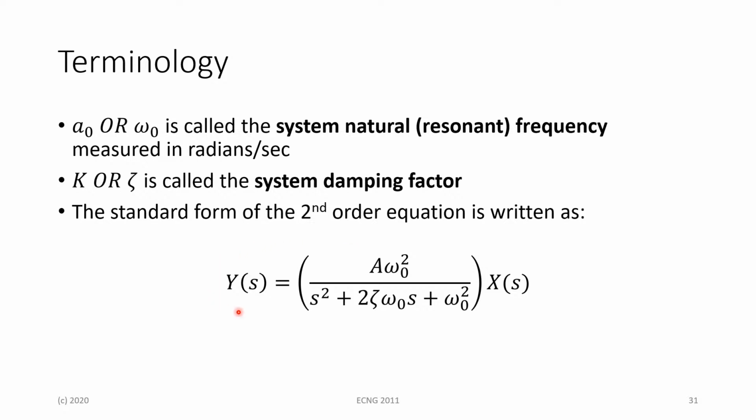And in most textbooks, you will see the second order system equation being represented by this form here. So remember, omega naught here is the system natural or resonant frequency, and k or zeta here on the denominator, represented by the s component, is what we refer to as our system damping factor.